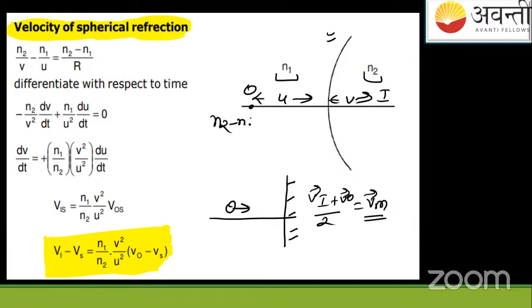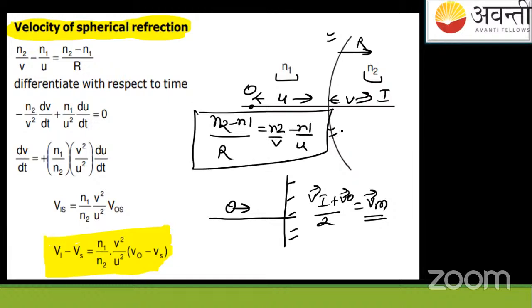Anyone? Yeah, this is the formula: N2 minus N1 upon R, where the radius of curvature will be in this direction, equals N2 upon V minus N1 upon U. Okay? Is it fine? So now what you need to do is this. If you differentiate this formula on the LHS, that is the left hand side, and the RHS, that is the right hand side, with respect to time, you'll get this highlighted formula.